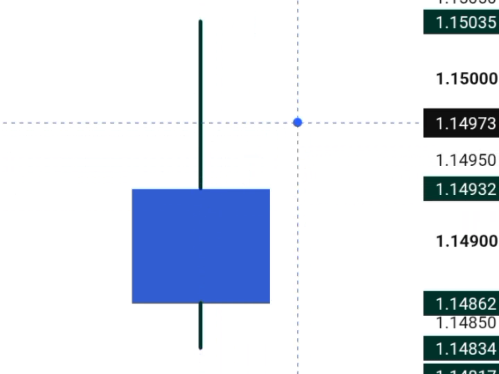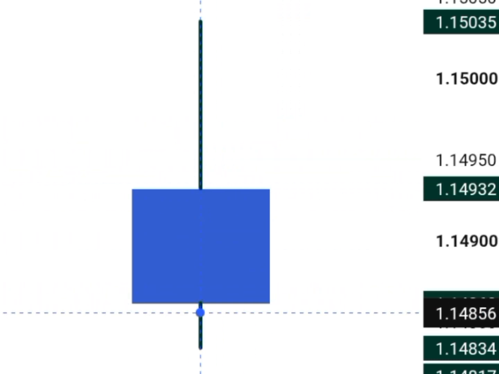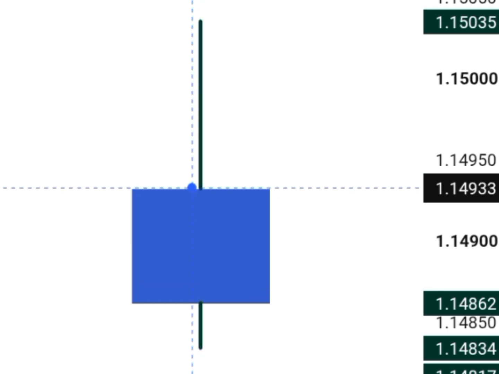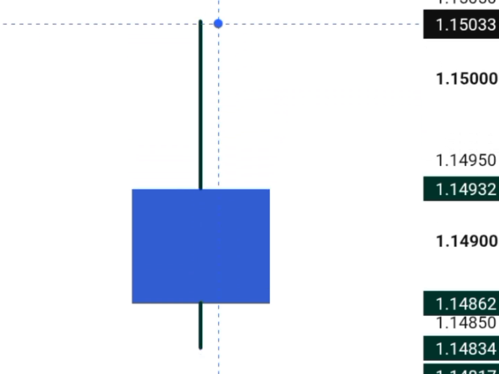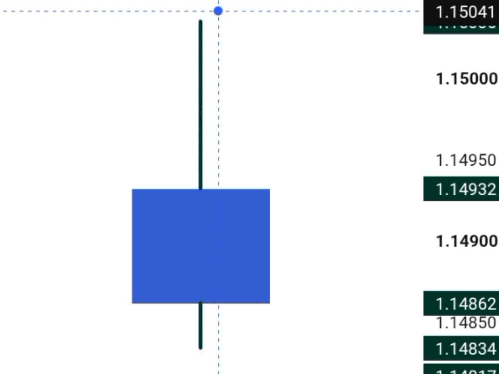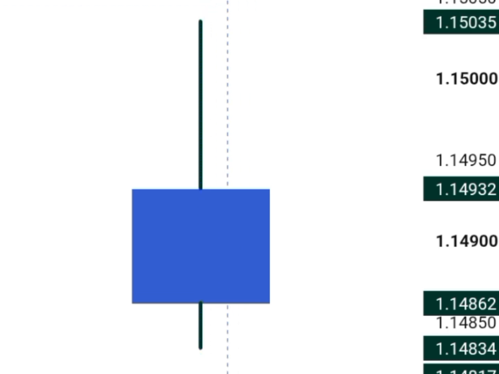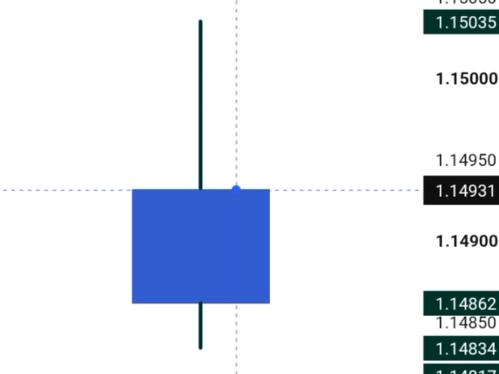So let's do the wicks. If the upper wick is longer than the lower wick, it means that buyers tried to push the price up to that specific moment where the upper wick ends, but sellers entered the market with pressure, pushing price down to where the price closed. That is for a bullish candlestick.